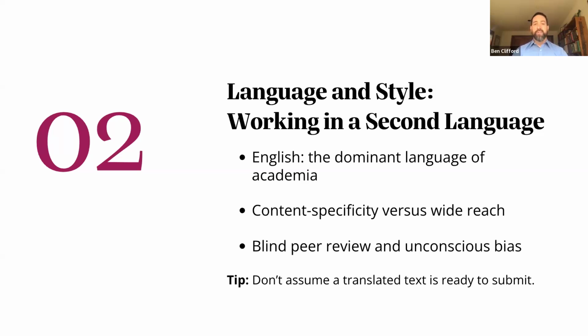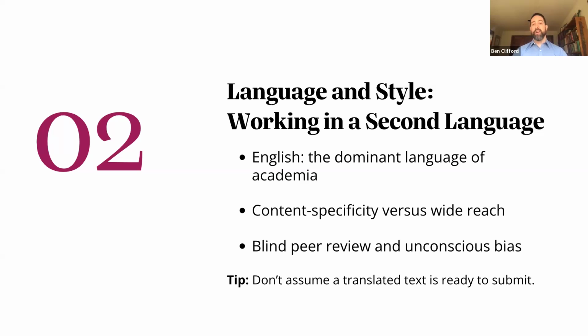That said, some scholars in the humanities and social sciences will sometimes publish in other languages that are appropriate to their specific subject matter. And this can be a good option, but you need to balance this kind of content specificity with the need to reach as wide an audience as possible, especially if you're an emerging scholar. And in those cases, publishing in an English language journal is often going to be the best route for you.